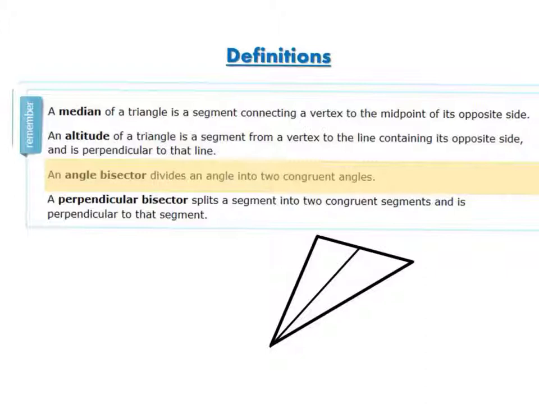An angle bisector is merely a segment that divides an angle into two congruent angles. It doesn't have anything to do with dividing a side into equal segments. It doesn't have anything to do with dividing a side into perpendicular or right angles. It only has to do with dividing angles into two congruent angles.